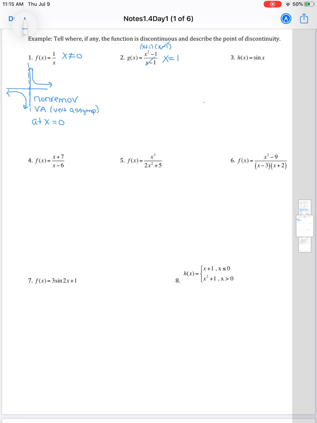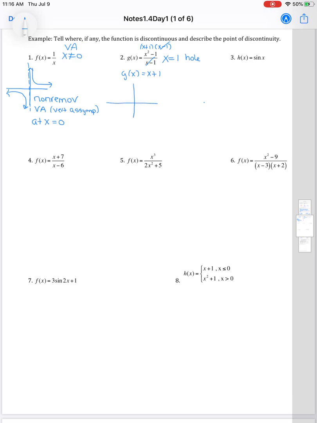So what you have to keep in mind is when you cancel, this is a review from pre-calc and algebra 2, when you cancel, this is a hole. When you don't cancel, such as in number 1, that was a vertical asymptote. All right, so when you cancel, it's a hole. When you don't cancel, it's a vertical asymptote. So we are now left with g of x equals x plus 1.